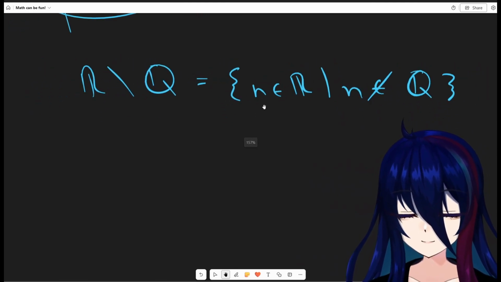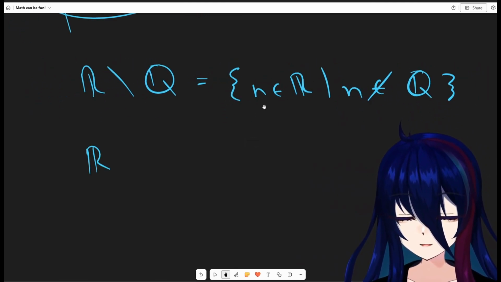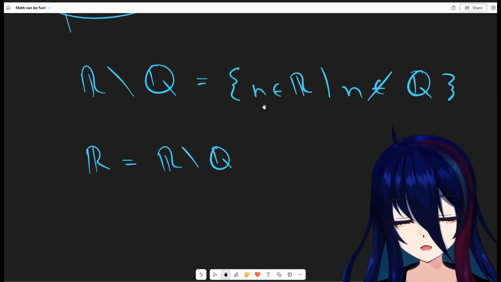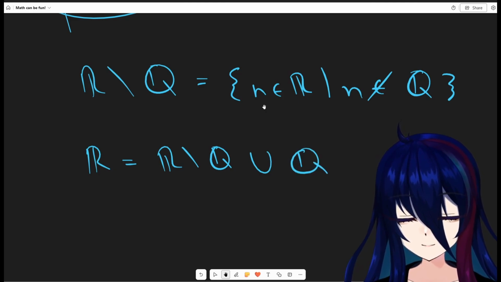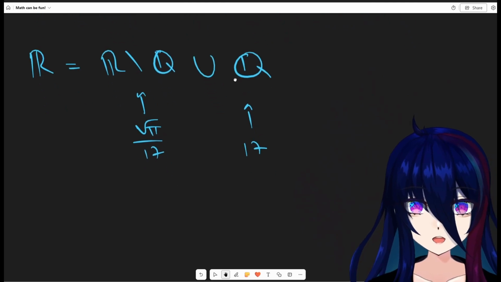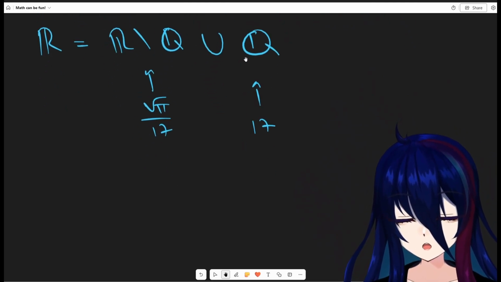What if we wanted to find the entirety of the real numbers now? What are you going to say? The irrational numbers combined, unioned with the rational numbers. So that's all of our crazy stuff, that's our square root of pi over 17, and this is 17. And then you're combining all of them, and that will get us real numbers. That's just all of our usual numbers.